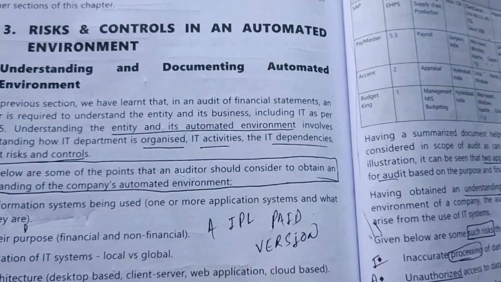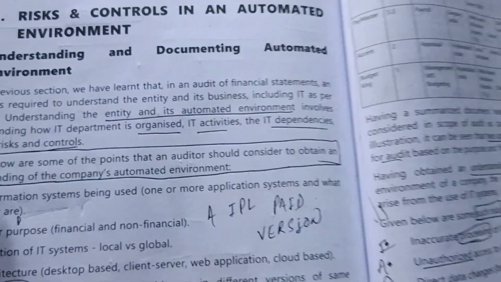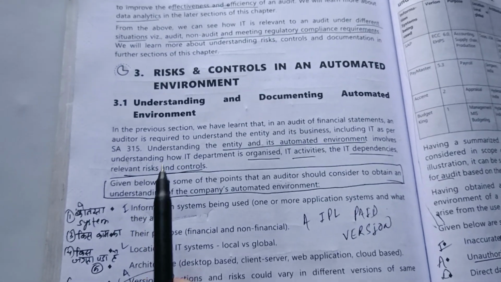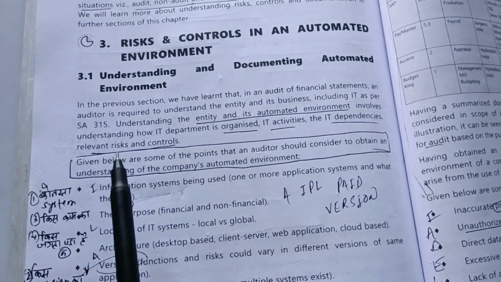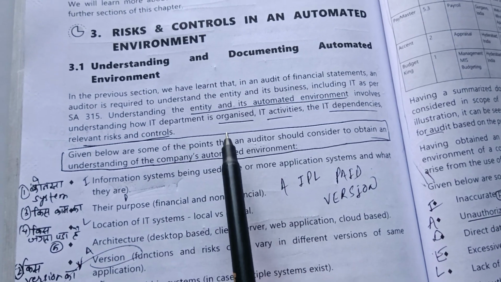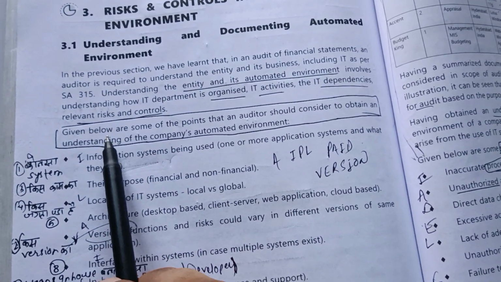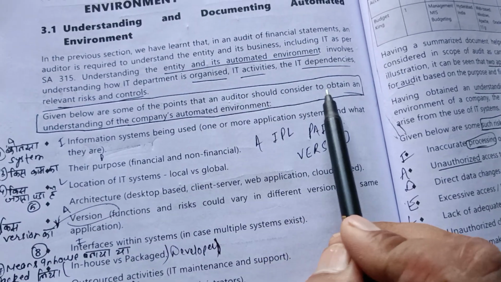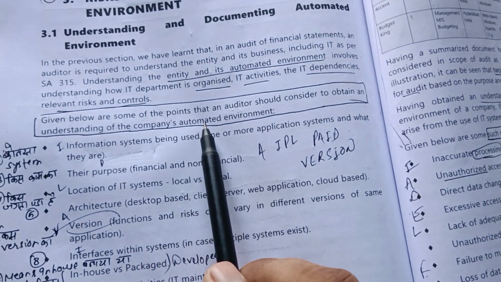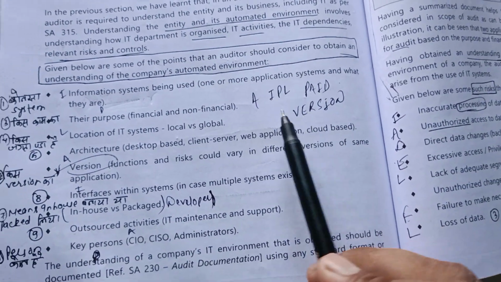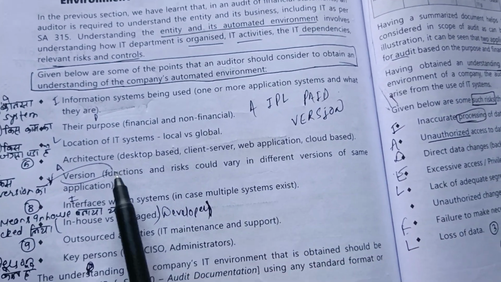Now, this question is also very much important from exam point of view: how understanding and documenting automated environment help the auditor. Given here are some points that the auditor should consider to obtain an understanding of the company's automated environment. Its mnemonic code is A, IPL paid version. A, IPL paid version. A for architecture.